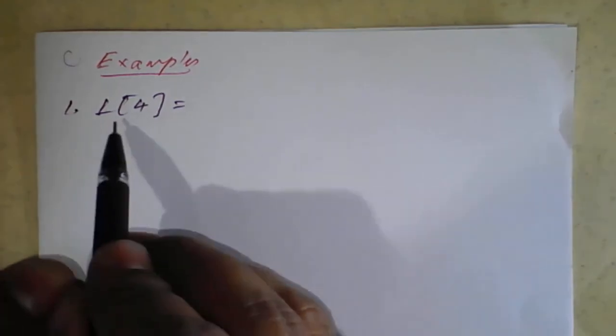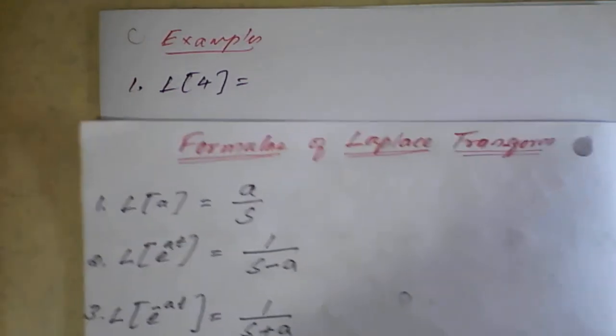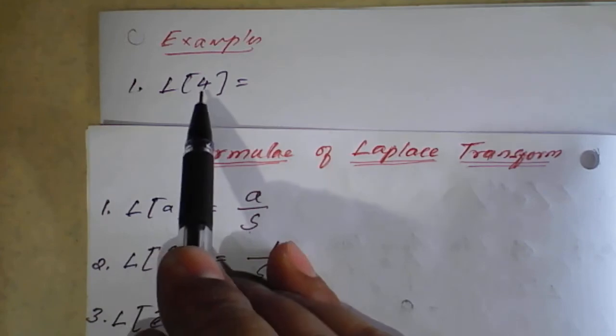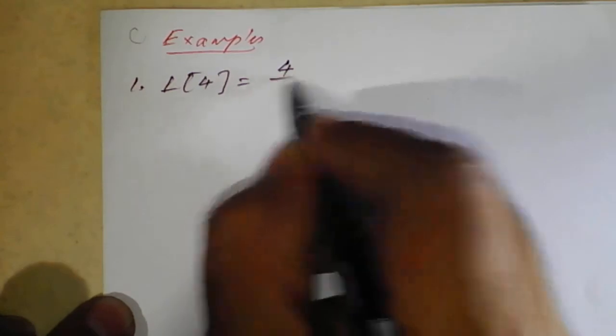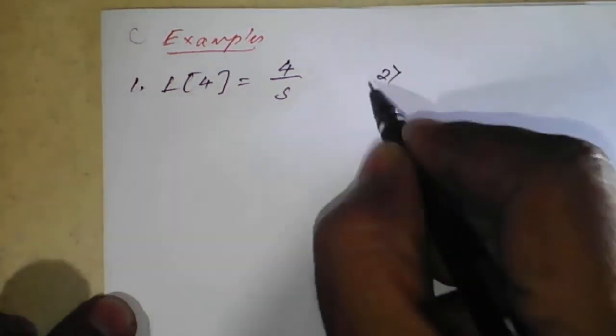For the first example, I will take the Laplace of any number. This number is a constant. So the Laplace of a constant, as we have already seen in the previous list, is the constant divided by s. Here 4 is a constant, so I can say that Laplace of 4 is 4 upon s. Is it clear?